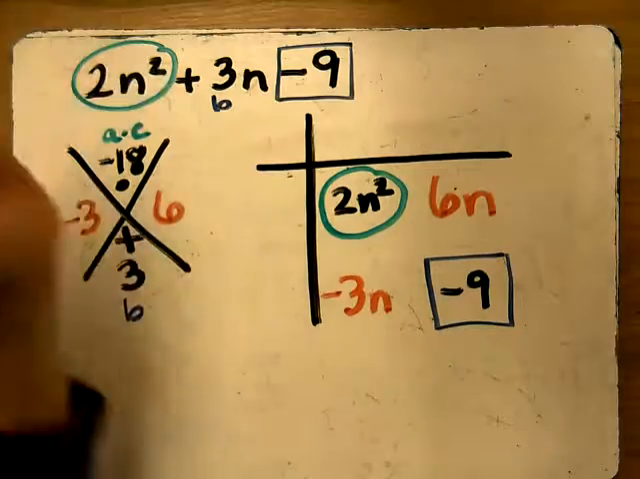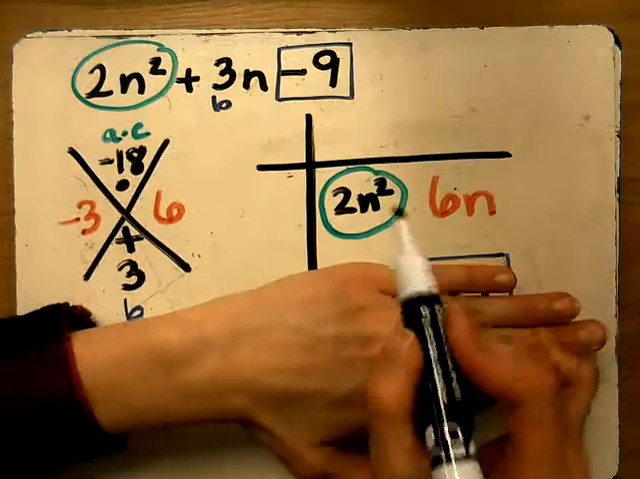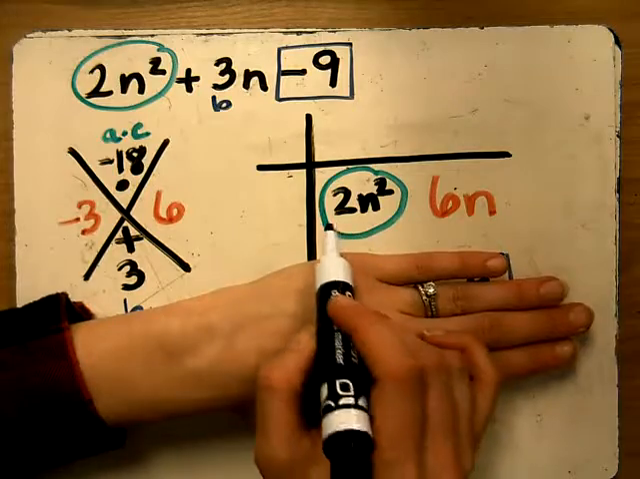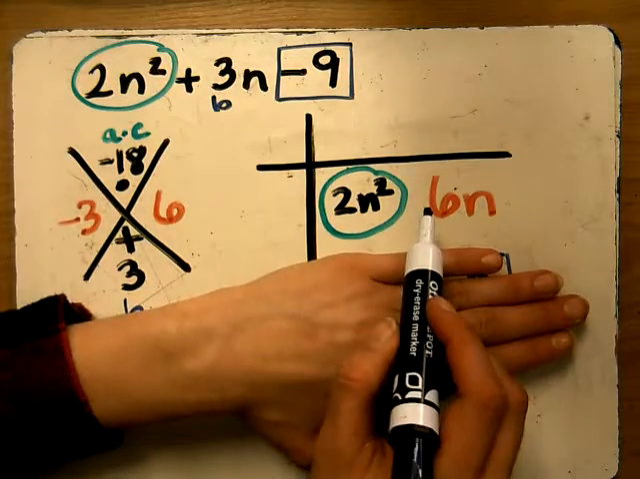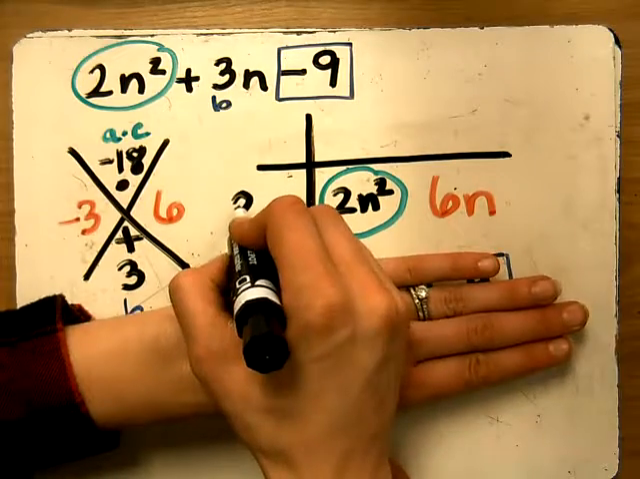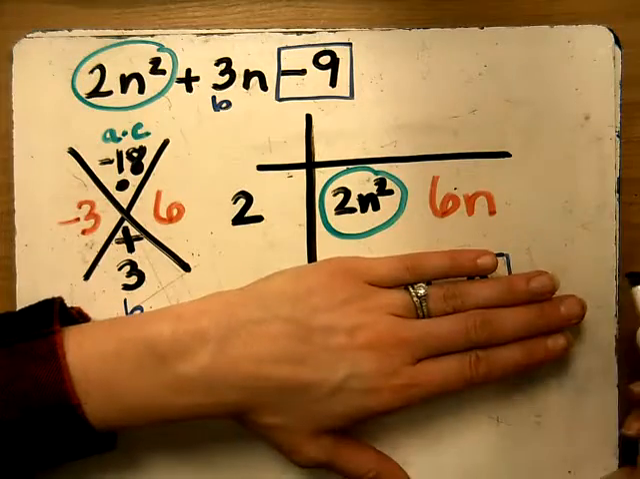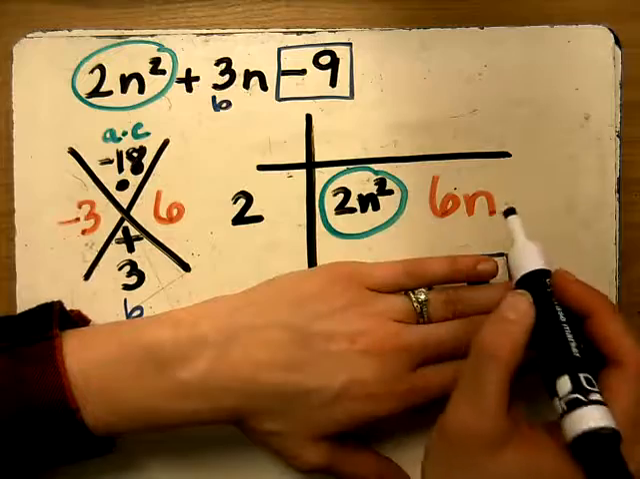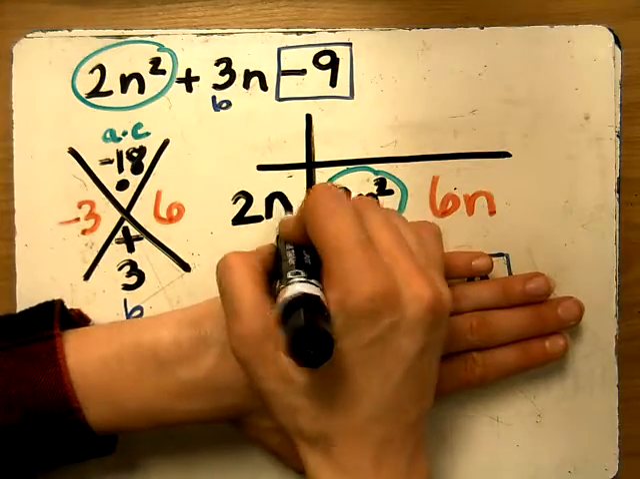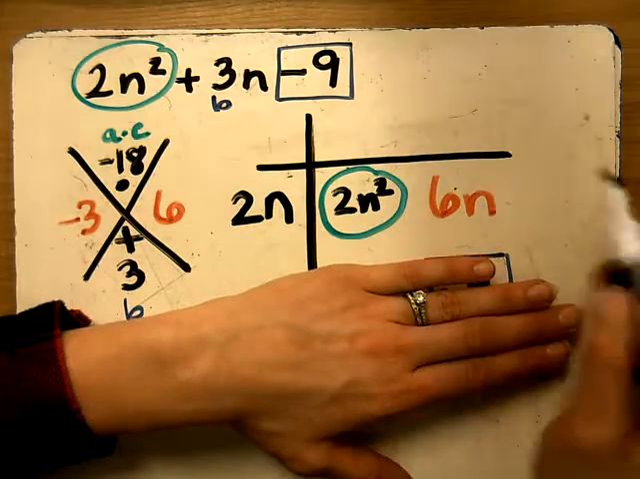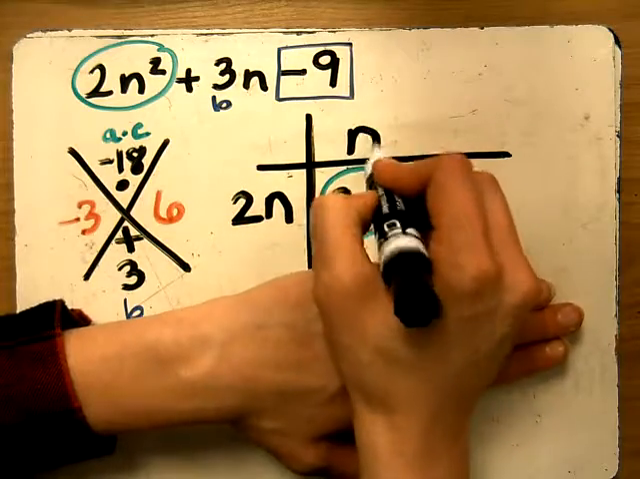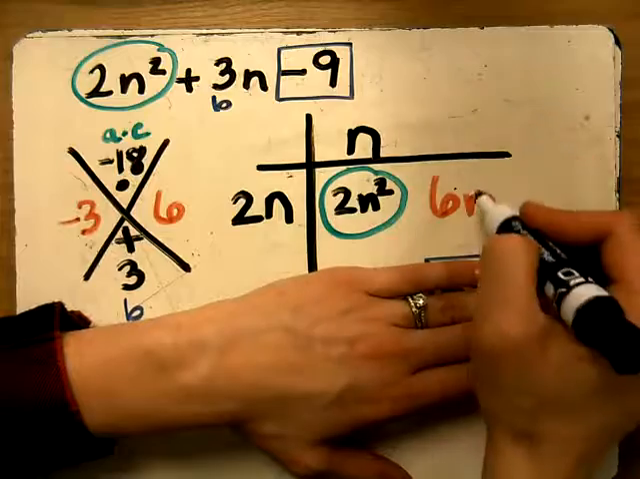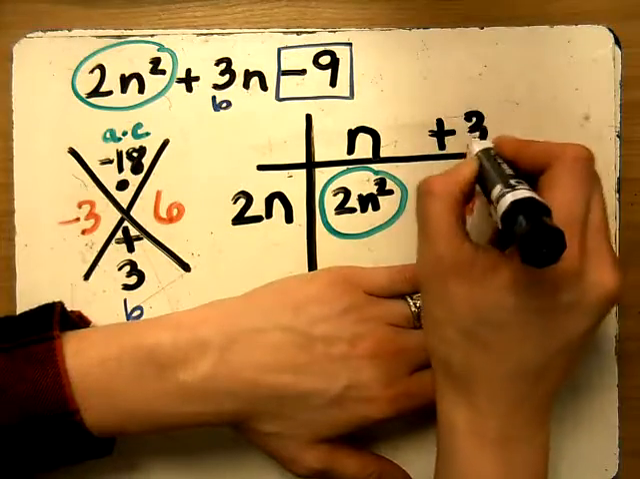The first step is I'm going to ignore that bottom row, and I want to factor out the greatest common factor of these two terms, 2n squared and 6n. The greatest common factor of 2 and 6 is 2. 2 is the largest number that is a factor of these two numbers. And then for n squared and n, the common factor is an n. So now I'm looking: 2n times what is 2n squared? Well, 2n times n is 2n squared. And 2n times what is 6n? That would be a positive 3.